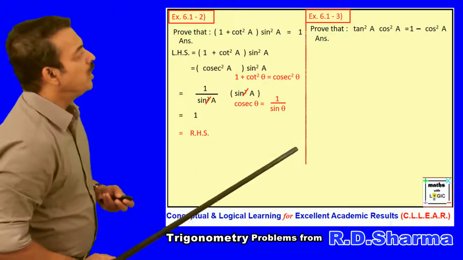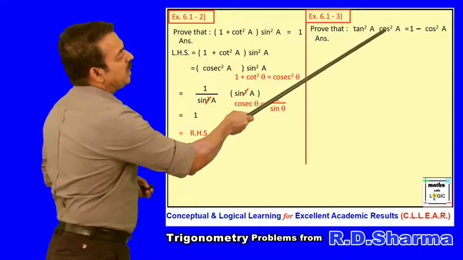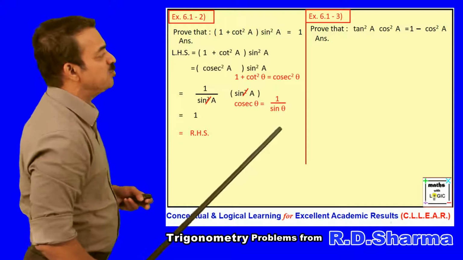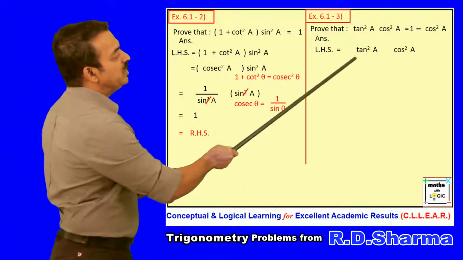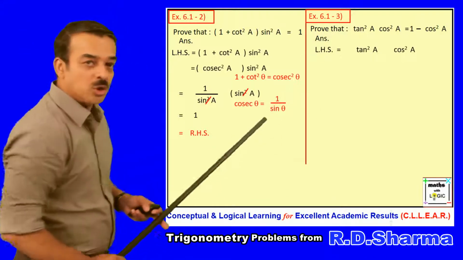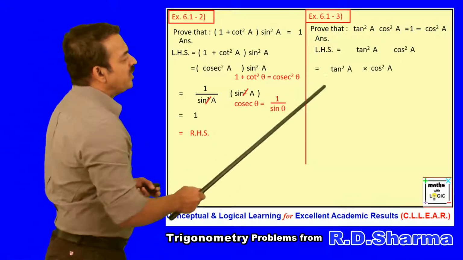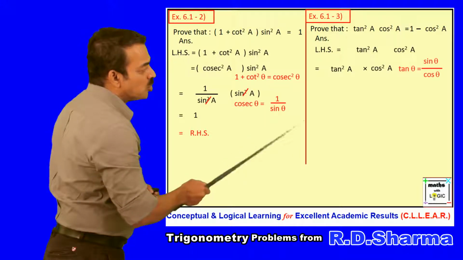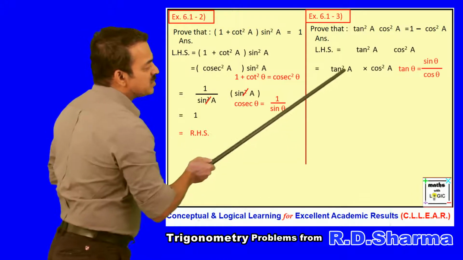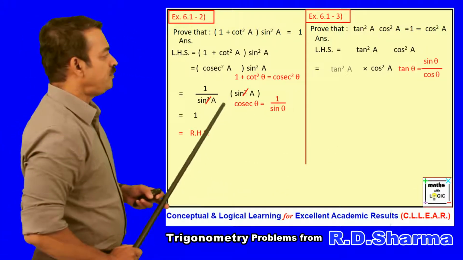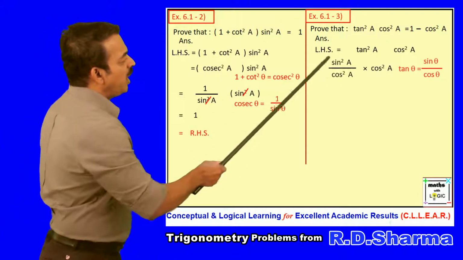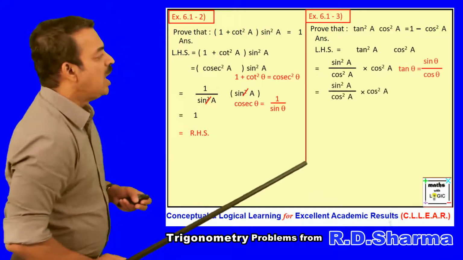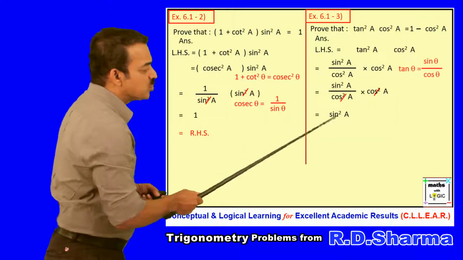The next one, we have to prove that tan square A into cos square A is equal to 1 minus cos square A. Let's begin with one side. I'm starting with the LHS, tan square A into cos square A. Can we write tan square A as sine square A upon cos square A? Yes. So I'm replacing this tan square A as sine square A upon cos square A. So now cos square A term is getting cancelled. I will be left with only sine square A.